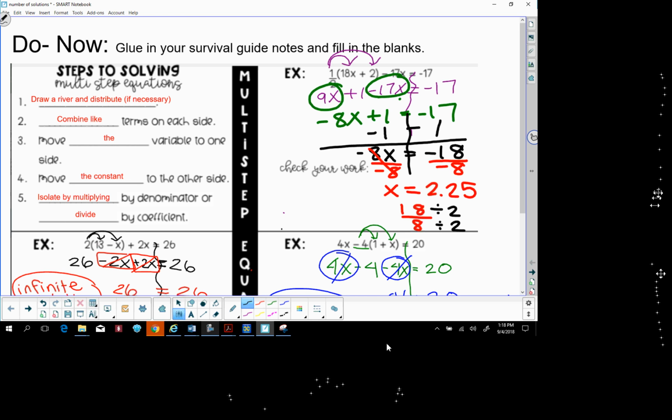So sometimes they want your answer as a decimal. Sometimes they want your answer as a fraction. So to get it as a fraction, I just took this and I simplified. What is 18 divided by 2? 9. And 8 divided by 2? 4. And I can't simplify it. That would be my answer as a fraction, in case they wanted it like that.